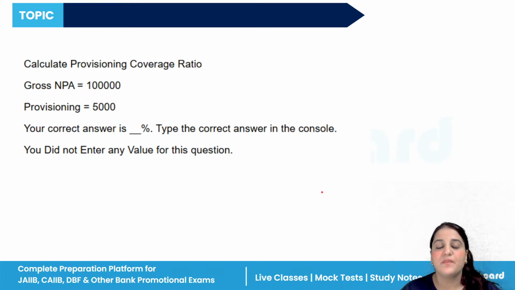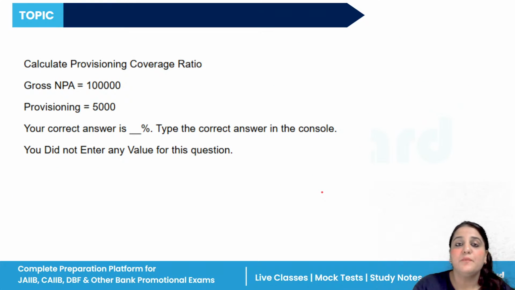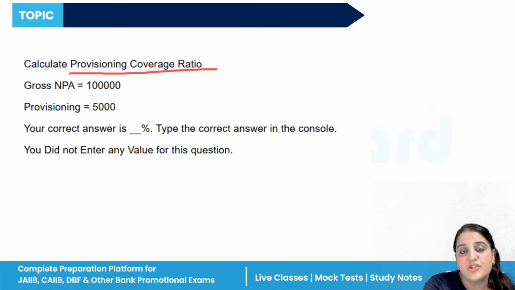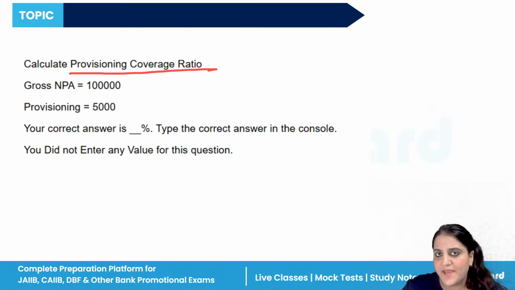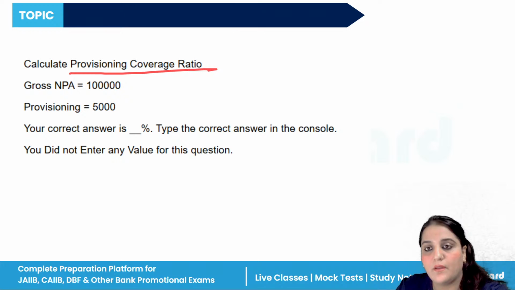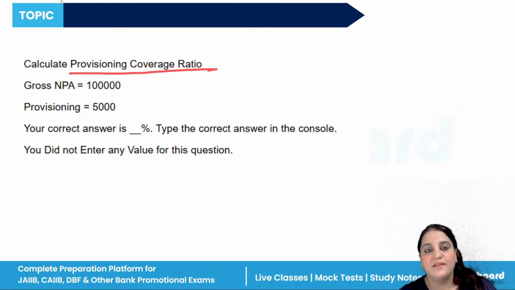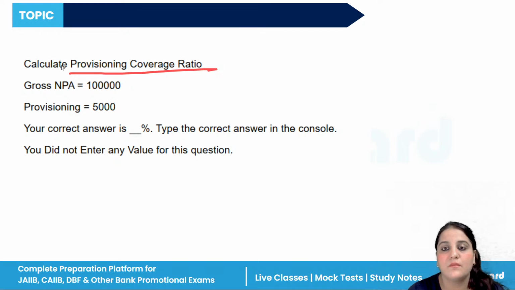Next question. Here we have to calculate the provisioning coverage ratio. Gross NPA, the non-performing assets, and provisioning are given, and you have to give the answer in percentage. Simple formula questions. Solve it, then I will tell you the answer.